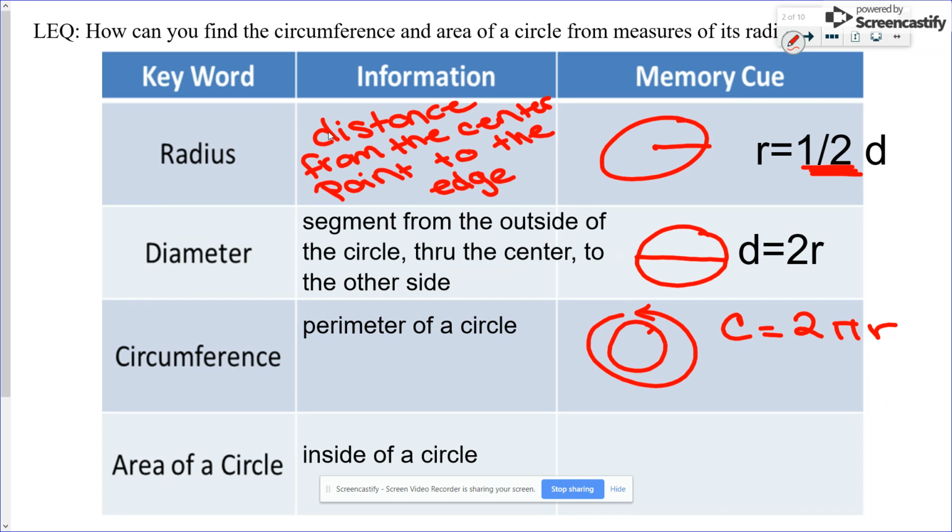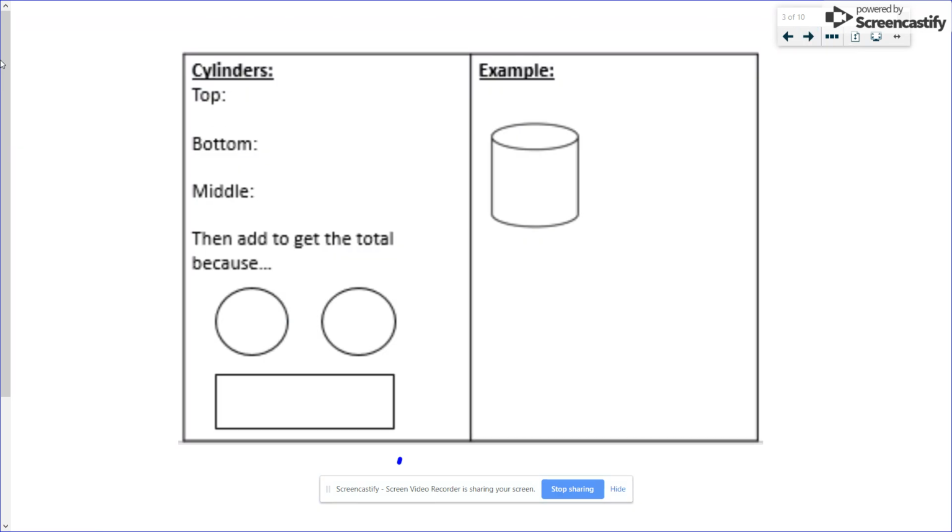And last we have the area of a circle. That's everything inside the circle. So remember, area equals pi r squared. When we have an exponent, that means I have to do r times r, so your radius times your radius. If my radius is 4, I'm going to do pi times 4 times 4.